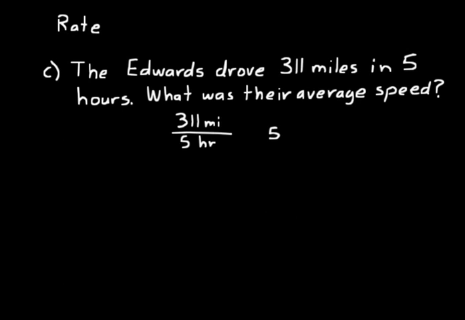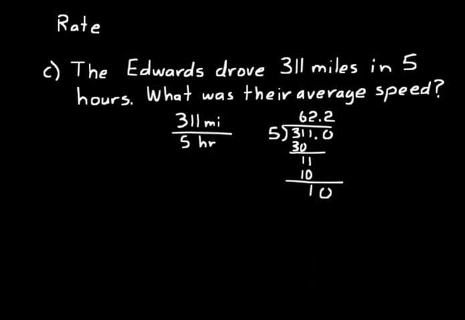And so let's just go ahead and do that. We don't just want to leave it 311 fifths. We would put 311 in for the dividend there. And 5 goes into 31 6 times. 5 goes into 11 2 times. Now we need a decimal point there. Put a 0 in here. Bring down a 0. 5 goes into 10 exactly 2 times. And there's our answer, 62.2.